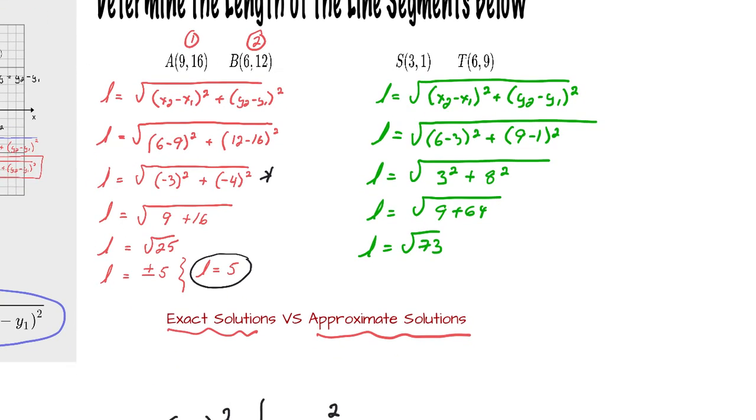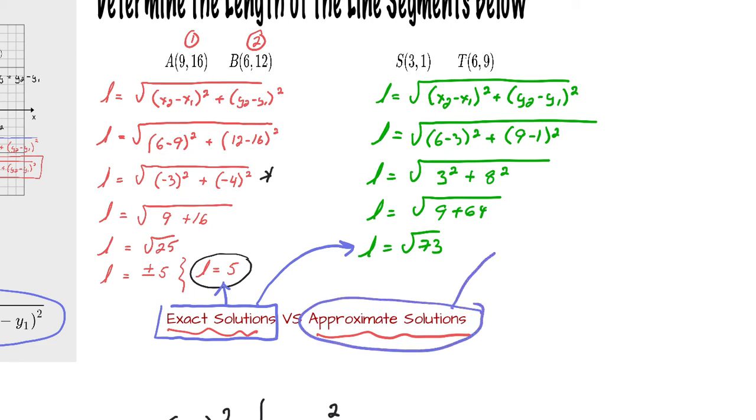Okay, so now exact solutions are length equals 5 and length equals the square root of 73. An approximate solution will be when you square root that value, so the length is approximately 8.5 to 1 decimal place. So know the difference between exact and approximate, and there's a time and place for both of those solutions.